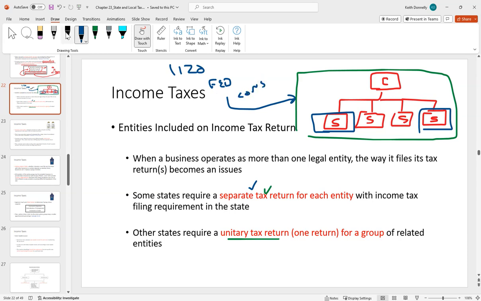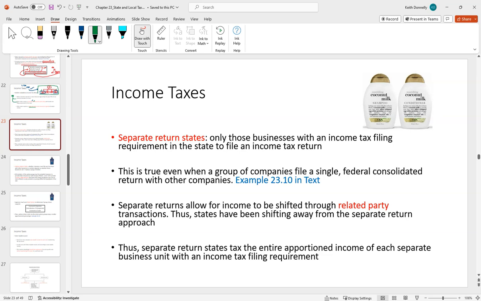If then you had a state, let's just say California. California says, I know on the federal return you tax that entire thing, but we're taking a separate return approach that says you have these subsidiaries. Which of them have economic income tax nexus? This one, that one. We're going to have you file a separate return for each of those in California. That's what this is saying.